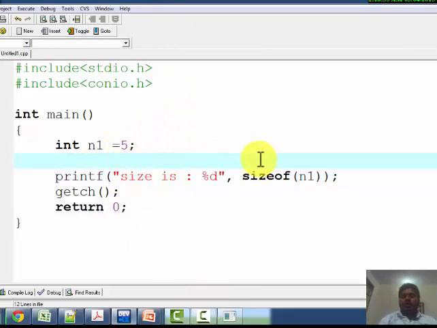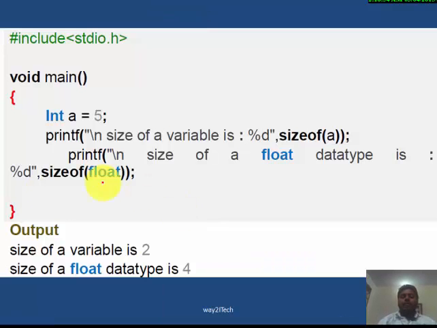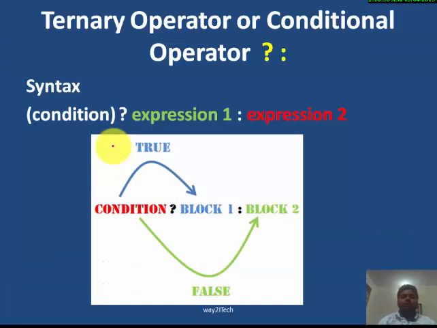This is how the sizeof operator works. This is used to find the size of any data type, any variable, any structure. Size of int is 2 in Blue Screen, size of char is 1, size of float is 4. The size of int generally varies in different cases. Here in C++ it is 4, in Blue Screen it is 2 bytes. This is a program, you can see it is a similar program we have written just now.